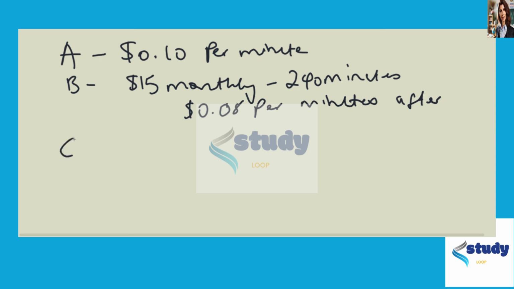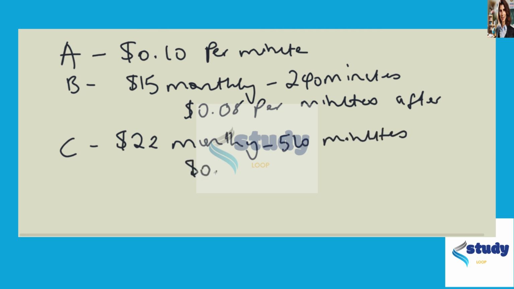And plan C is that she's going to pay a fixed monthly fee of $22 for up to 510 long distance minutes and 5 cents per minute after. So now the first question wants us to draw a graph of the total monthly cost of the three plans for different levels of monthly long distance calling.